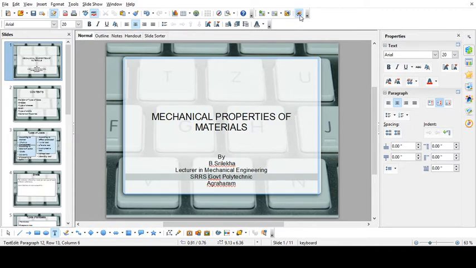In yesterday's class, we introduced ourselves to certain simple stresses, strains, loads, and types of loads. So, today we are going to discuss mechanical properties of the material.